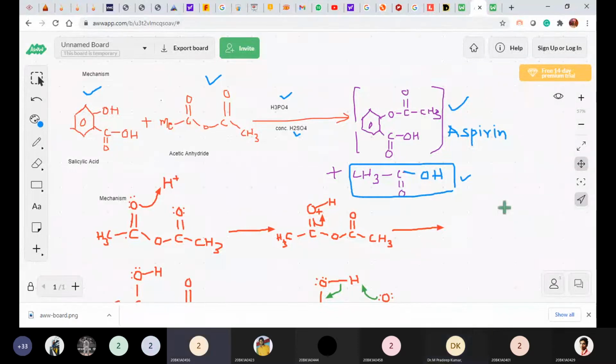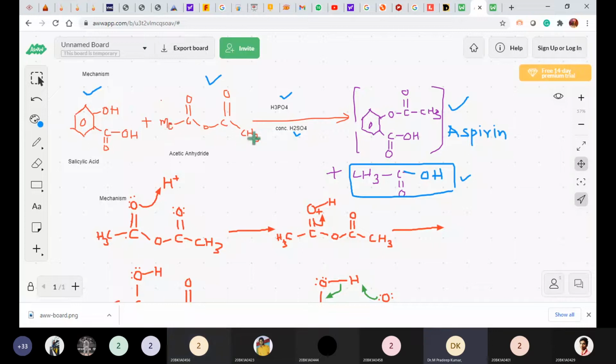Mechanism also you have to write, but first you write this reaction, then we'll discuss, then you write the mechanism. First I will discuss. Okay, sir. I will explain this mechanism, then you will write. Okay, sir. So have you written this reaction?